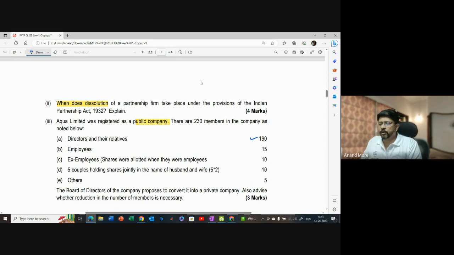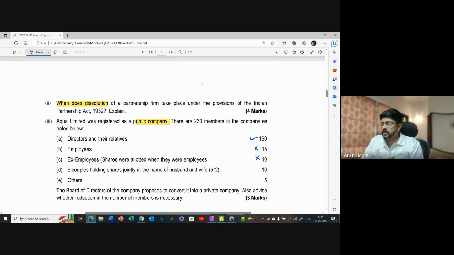Okay. Next, employees 15. Now I hope you remember that the definition of members for the purpose of a private limited company excludes ex-employee and present employee members. So these 15 are members, but for the purpose of counting the limit of 200, they are not to be included because they are employee members. Next, ex-employee members, shares were allotted when they were employees. So these are not people who became shareholders after retirement. When they were employees, at that time itself, the shares were allotted to them. So they are also required to be ignored while calculating the limit of 200 members.